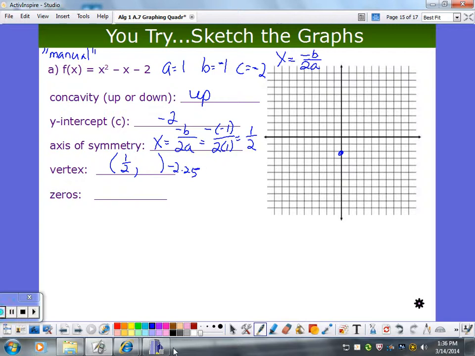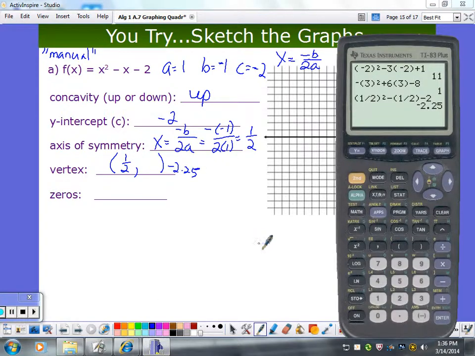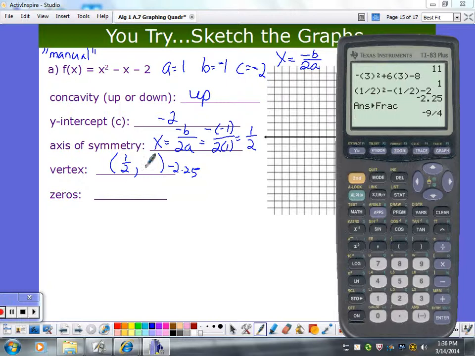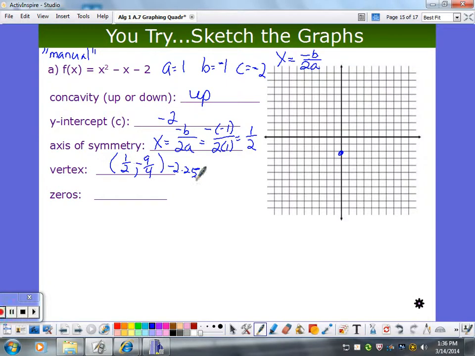You could put that in here, but if I see a fraction, I want a fraction. So how can I turn this easily into a fraction? Math button, where that little fraction is, press frac. It's negative 9/4. Now this is nice to have, because I have to graph this thing. So you go to 1/2, and then the 2.25. Over here.